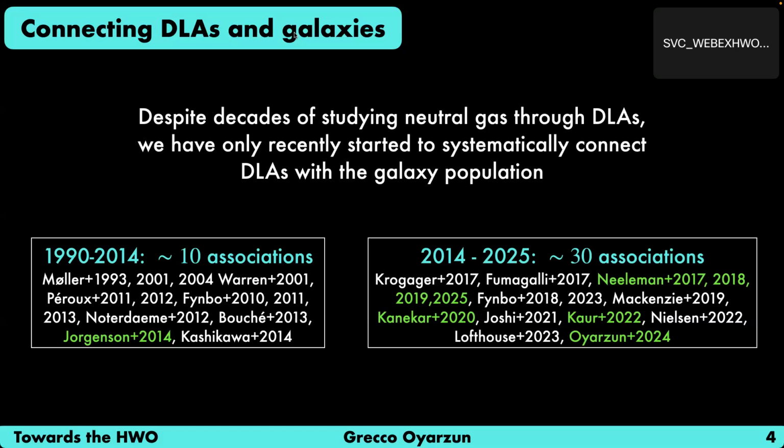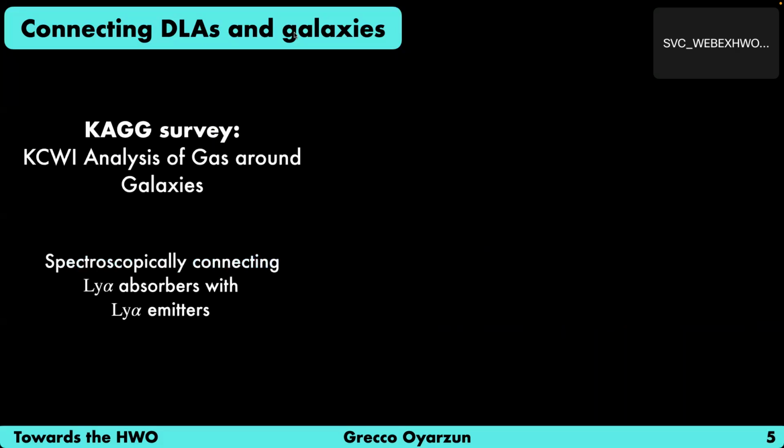And that began to change about 10 years ago, and that's mainly because of integral field spectrographs. So it is in this context of trying to connect DLAs with the galaxy population in the context of the baryon cycle that I want to introduce to you the CAG survey, which stands for KCWI Analysis of Gas Around Galaxies. Here KCWI is the integral field spectrograph at the Keck telescopes, and the goal is to spectroscopically connect Lyman alpha absorption with Lyman alpha emission.